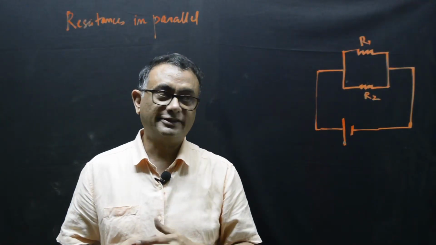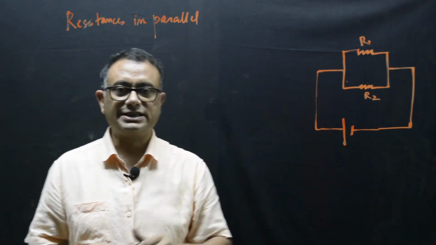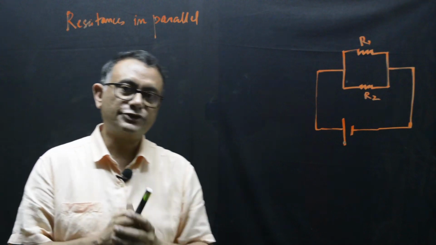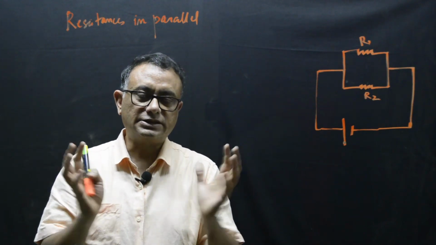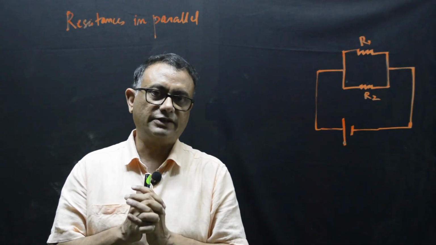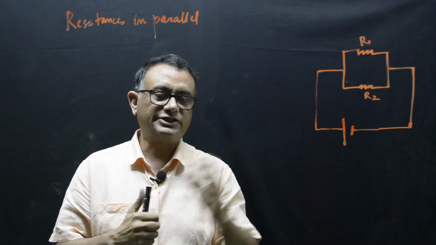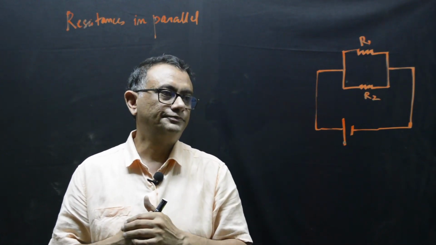Now let's talk about resistances which are connected in this kind of an arrangement, which is called resistance in parallel. And like we did for series, we want to come up with a simplified effective resistance, R effective, which will help us to club resistances which are connected in parallel.